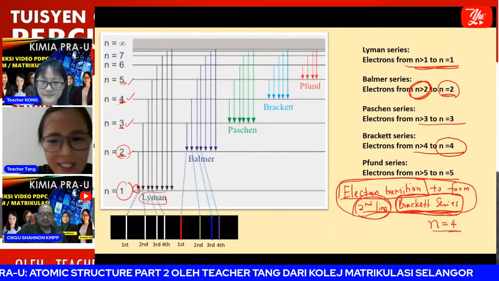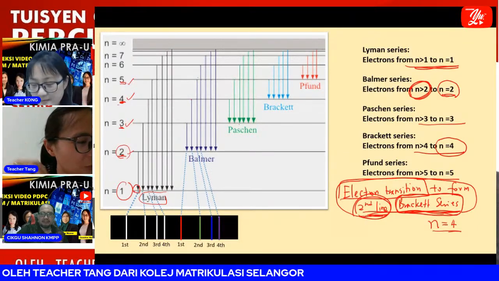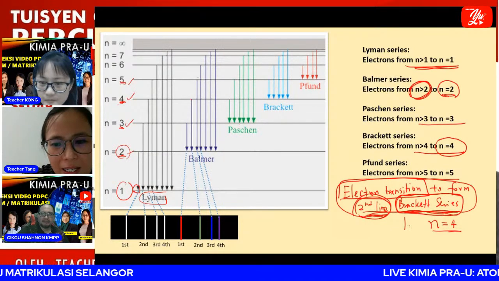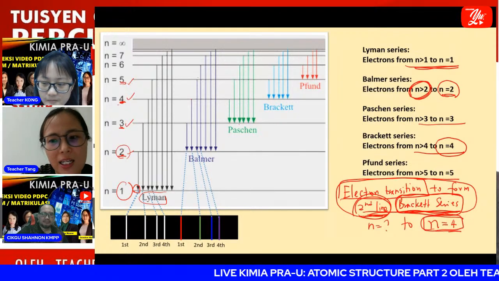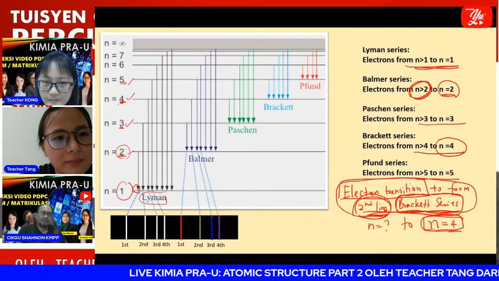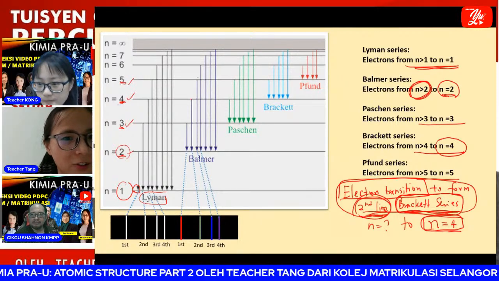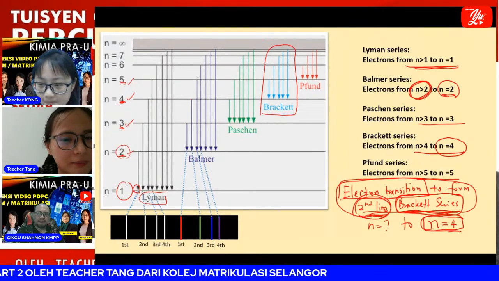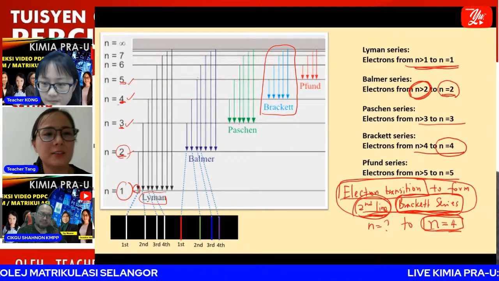Any answer from the students? So the second line corresponds to electron transitions from where to where? From n equals what to n equals 4 in order to give you the second line in the Brackett series? Any answer from the students?